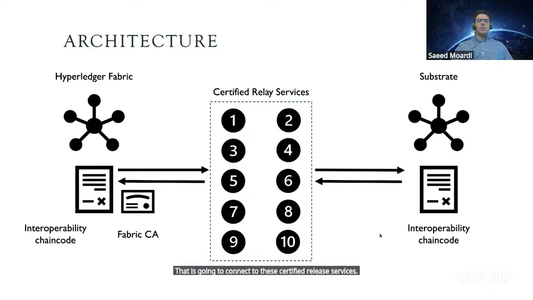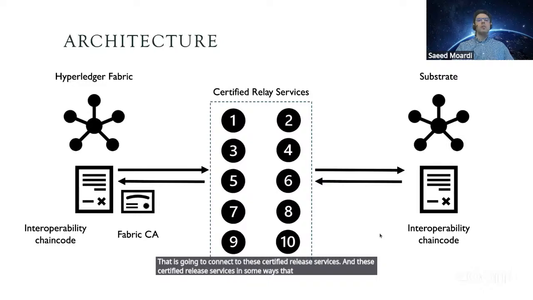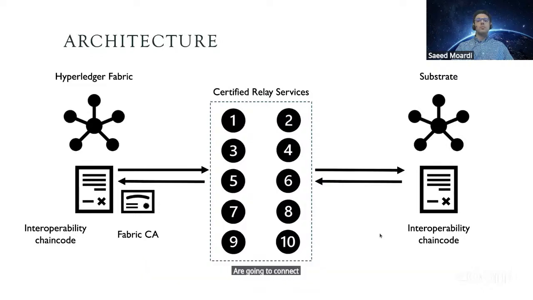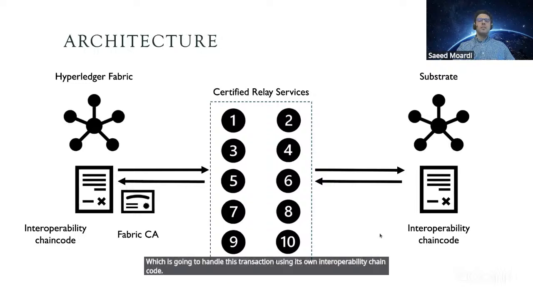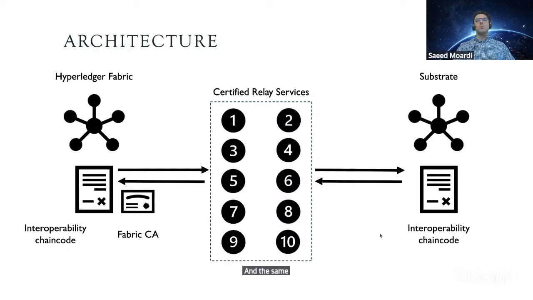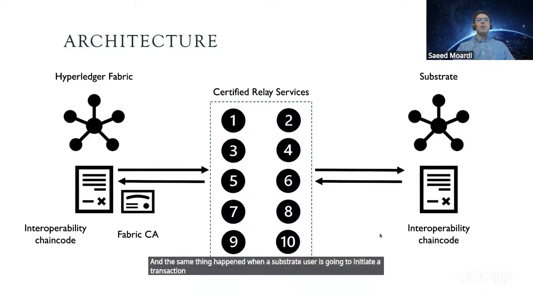And these certified relay services, in ways that I'm going to talk about shortly, are going to send this request to the Substrate node, which is going to handle this transaction using its own interoperability chain code. And the same thing happens when a Substrate user initiates a transaction against Hyperledger Fabric.